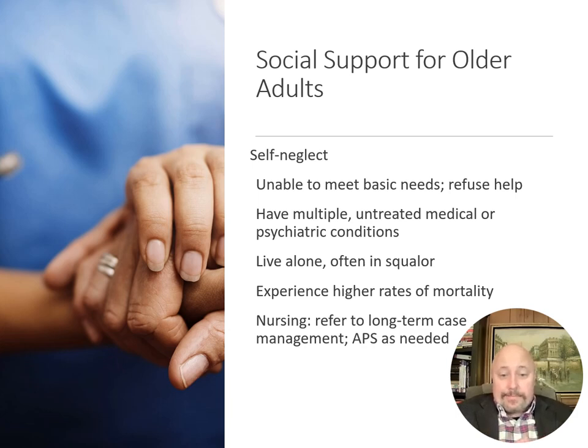Having multiple untreated medical or psychiatric conditions can also greatly contribute to this risk. They're living alone, often in squalor, and they experience higher rates of mortality. For nursing, we can refer them to long-term case management, adult protective services if necessary. There are support services out there. In any case of suspected abuse, report it to those social workers. Social workers working in hospitals can be extremely effective about the resources and contacts they know how to get a hold of.